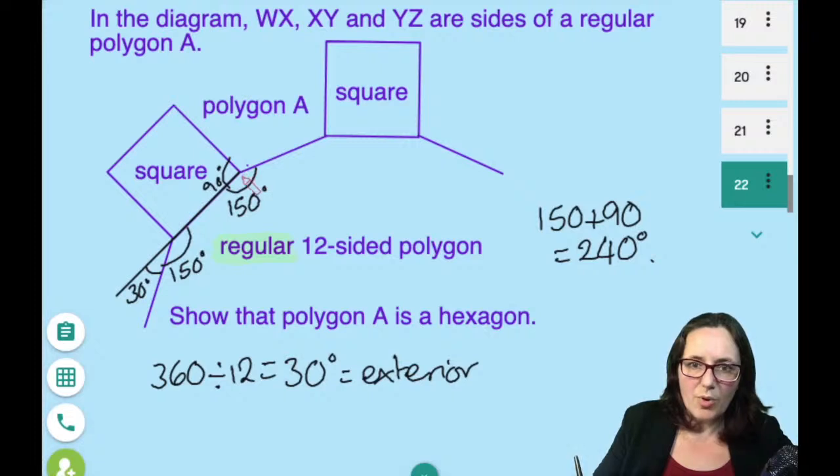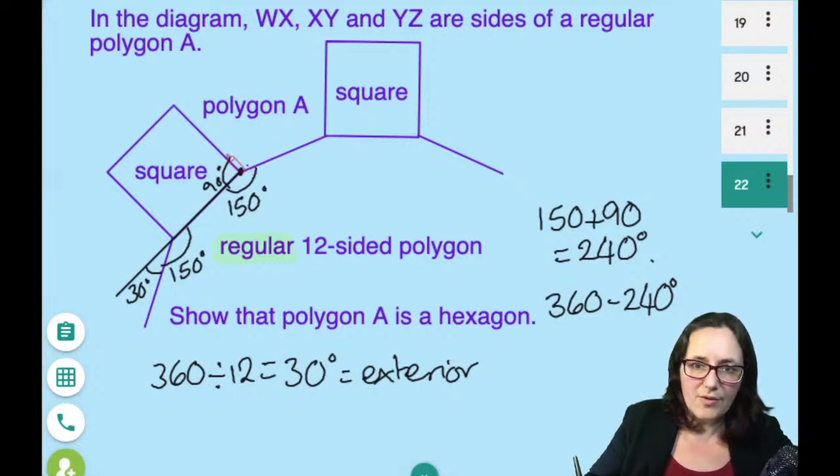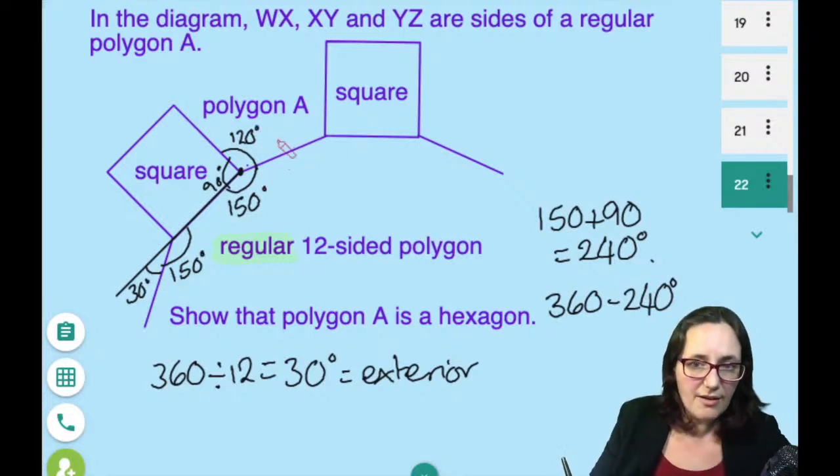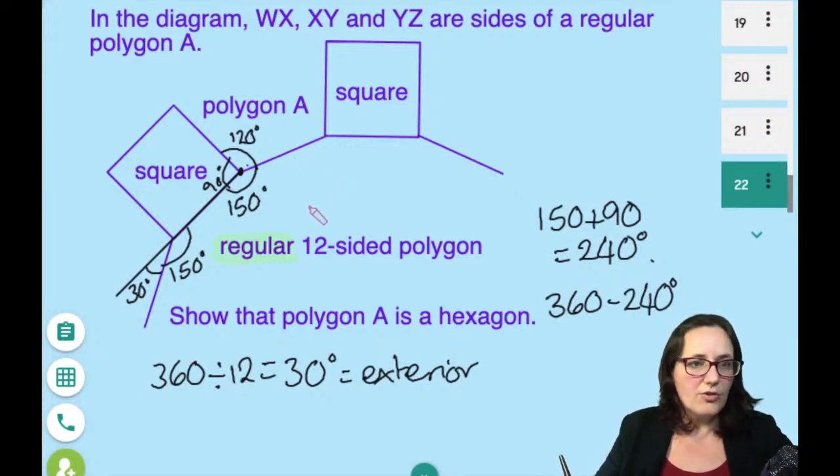All the way round a point will be 360. So I know I just need to do 360, take away 240, and I will have 120 degrees in the corner of this polygon. Now I've been told it's a regular polygon again, so I know it's going to be 120 all the way round. I'm not done just yet.